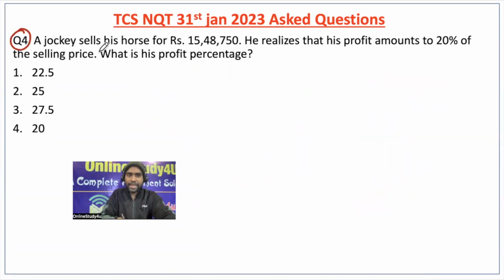Now question number 4. A jockey sells his horse for rupees. So a jockey is selling the horse at 15,48,750 rupees, okay.